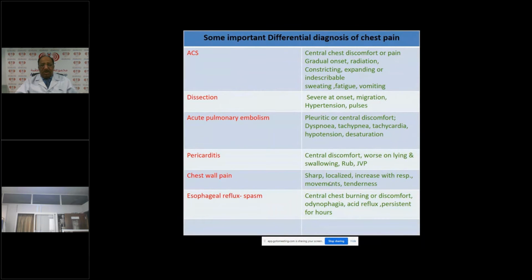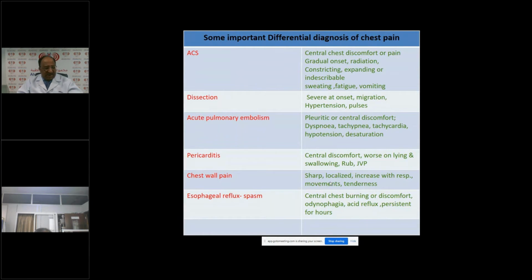Now, these are some common serious conditions which may be differentiated from ACS. In dissection, the chest pain is usually severe at the onset, and generally it migrates from the anterior chest to the posterior chest and downwards. There may be changes in the pulse, hypertension, etc. Whereas in acute pulmonary embolism, the major findings are dyspnea, tachypnea, and tachycardia. But chest pain also may be there.